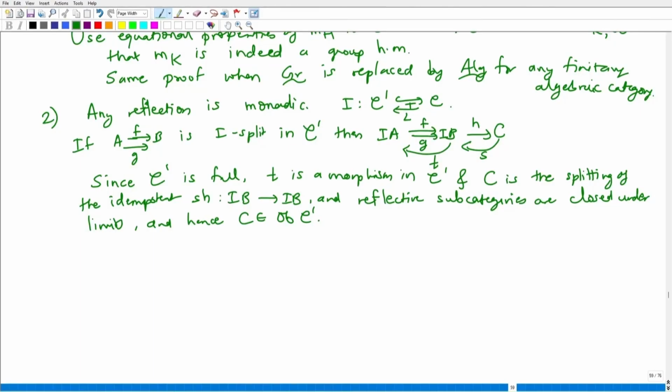You can of course prove it directly, and I will give that as an exercise. You have to have some hands-on experience. Some more examples: if I take Top and then Sets, from Top there is a forgetful functor and it has a left adjoint D, the discrete topological space. So this is not monadic.